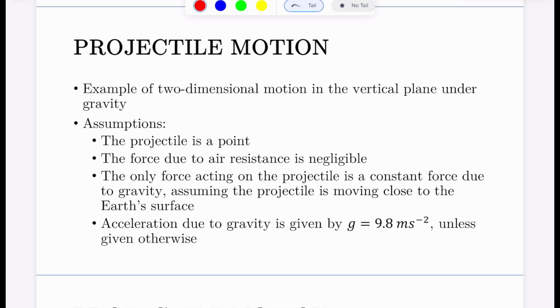Hello everyone and welcome to our lesson on projectile motion. This is the Extension 1 version, very similar to physics but slightly different in that we have to derive the formulas and the questions are quite a lot more complex.